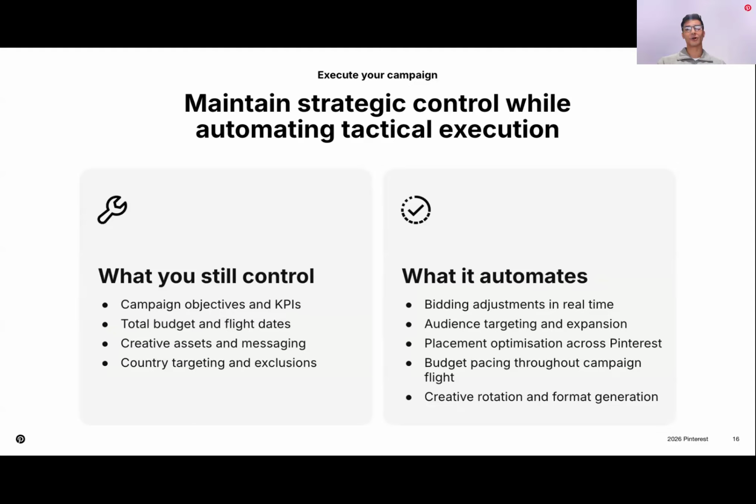What I mean by that is when you're setting up a campaign, you're still controlling a lot of the strategy. You're still able to control quite a few things, right? You're still manually going to set up the campaign objectives, the KPIs, you define your own total budgets and flight dates, you upload your core creative messaging, and you're even able to exclude geographic locations. So maybe you're a business that doesn't want to target a specific state or a city or a country. Performance Plus still allows you to have that control.